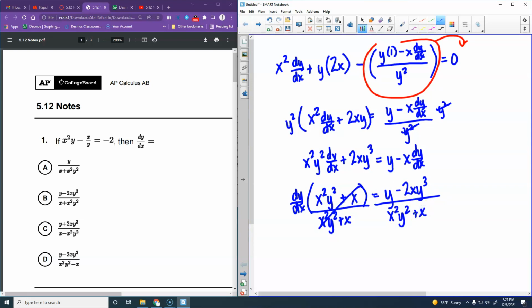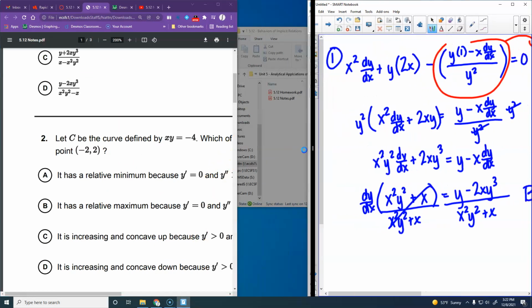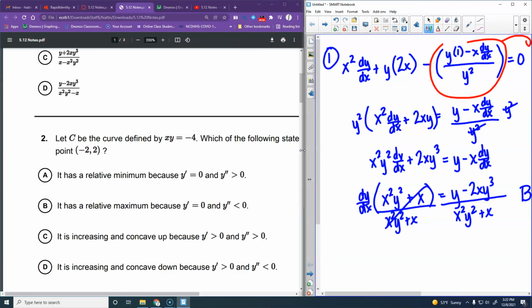And hopefully that is one of our answer choices over here. It looks like B right there would be our answer for number 1. Okay, so that's just a little bit of a review on implicit differentiation. Now let's look at the types of problems that we will see here in this section.